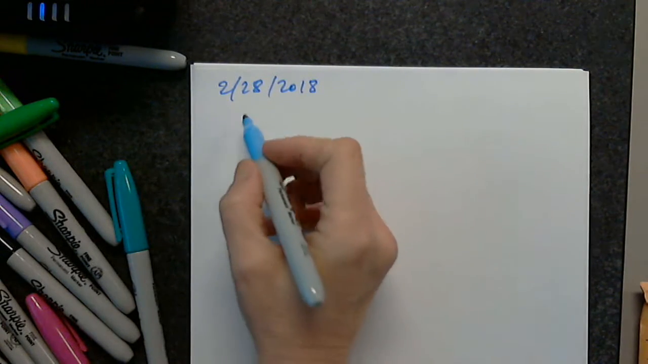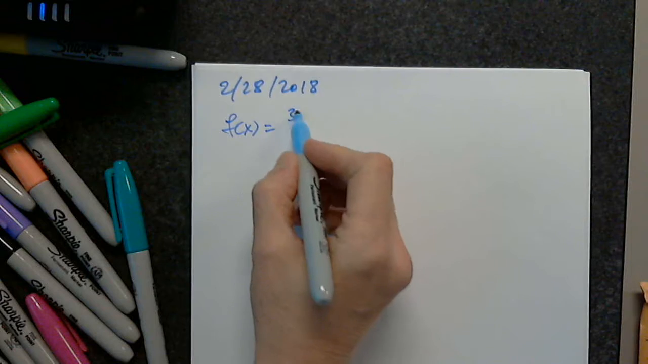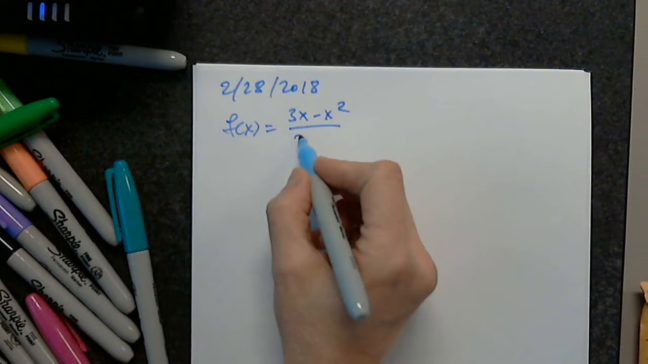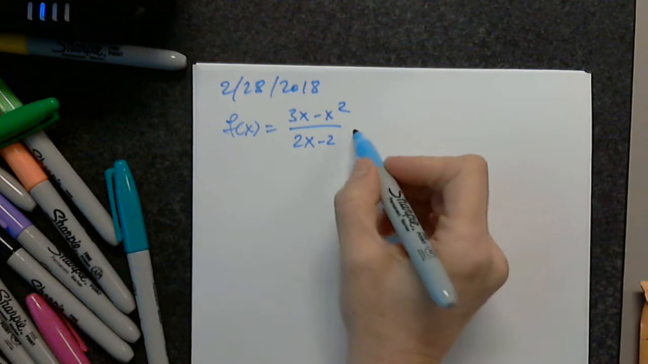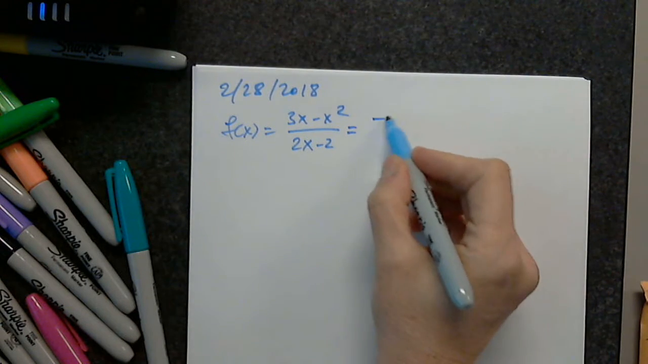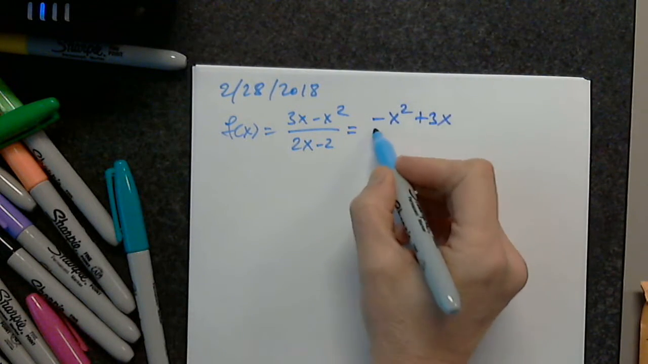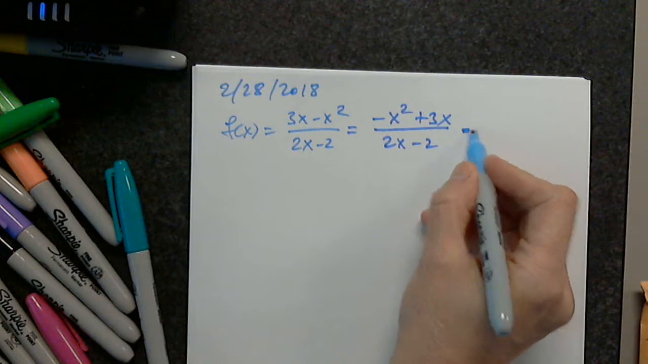What was the problem? It was f of x equals 3x minus x squared over 2x minus 2. Very good. Perfect. Remember I just showed that part of the lecture from last time in which we used the long division or synthetic division, I don't remember which one, and we determined the quotient, and then we determined the remainder over the divisor. So now here, obviously in descending order, and 2x minus 2.